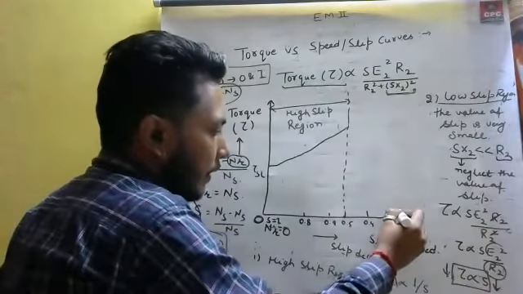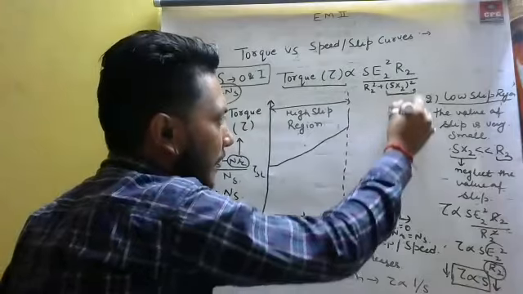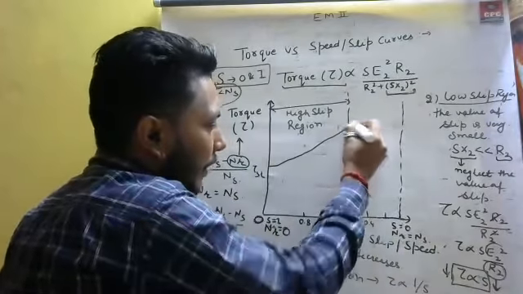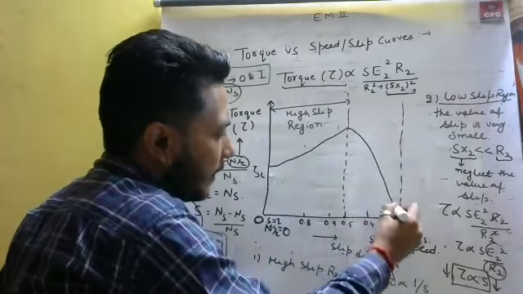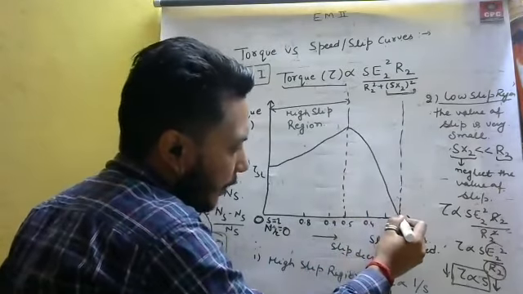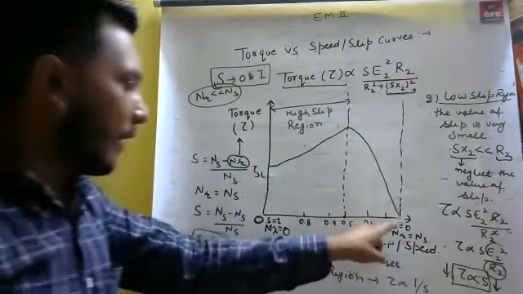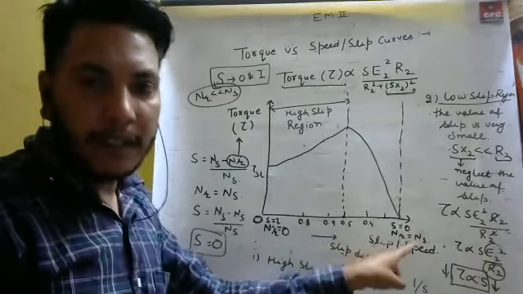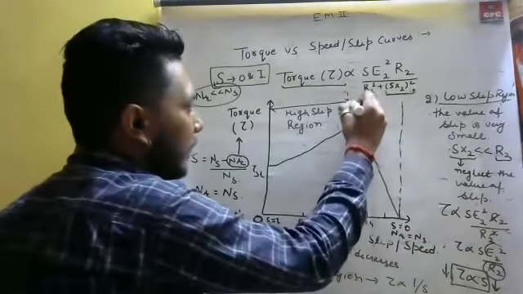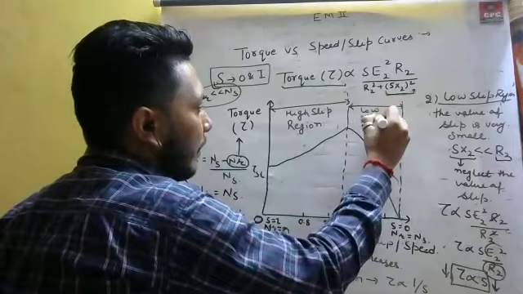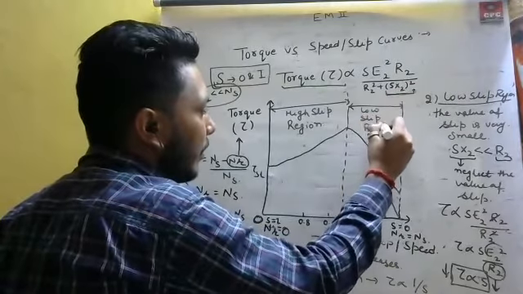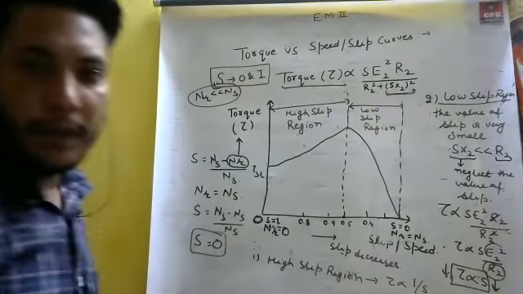So this is the point here, S is equal to 0. If the slip decreases, the torque also decreases and it reaches this point, when slip is 0. Here this is your low slip region.